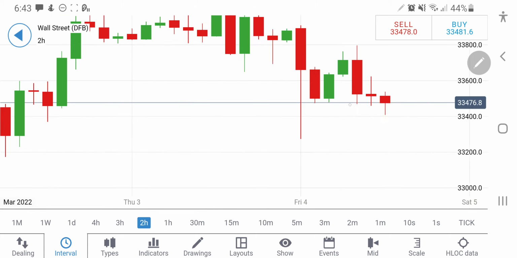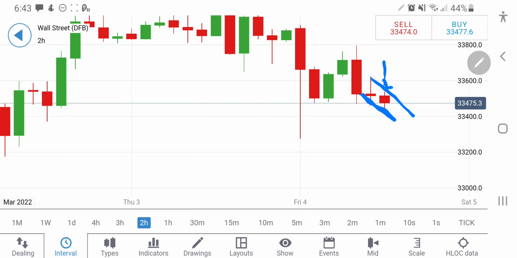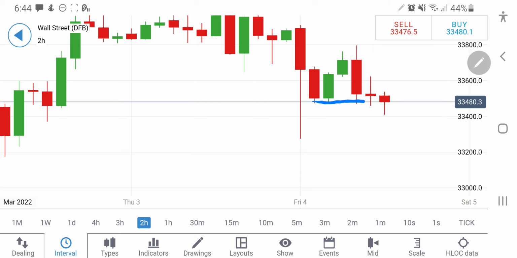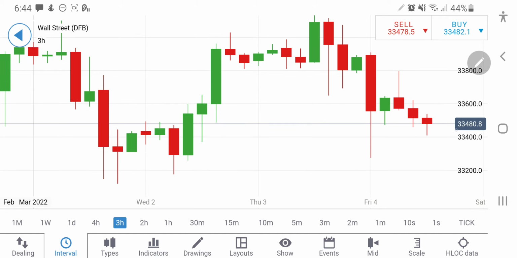Now looking at the 2-hour chart, you see lower highs and lower lows both achieved. On any breakout beyond 33,550, we can expect 33,600, and beyond that it will try to hit the 33,800 zone again. But right now it appears to be looking downwards. There is also a stronger support at around 33,470 levels, beyond which we can expect 33,400 to provide stronger support. On the 3-hour charts, it is looking downwards and appears it can give another strong drop.